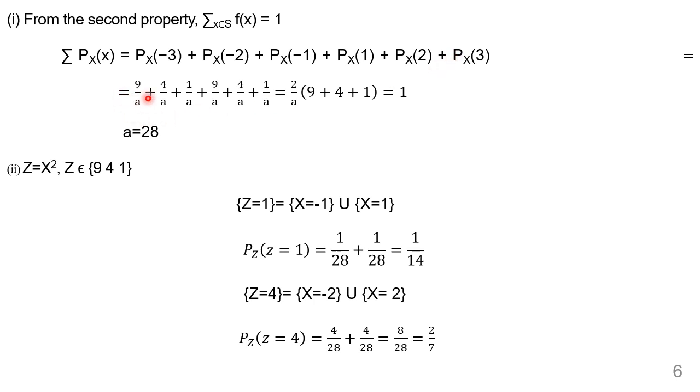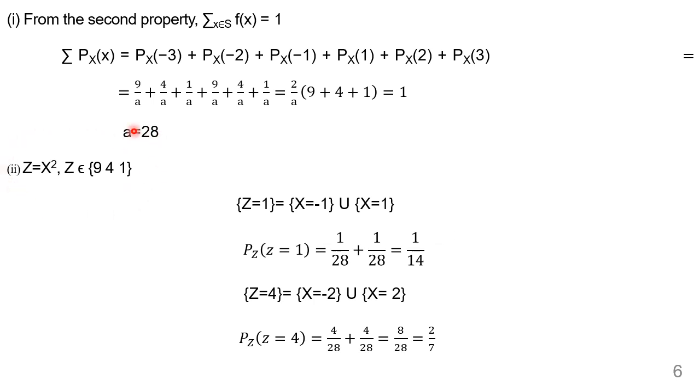The sum should be equal to 1. That is 9 by a plus 4 by a plus 1 by a plus 9 by a plus 4 by a plus 1 by a, which is equal to 2 times (9 plus 4 plus 1) divided by a. That should be equal to 1. When we simplify this, we get a equal to 28.